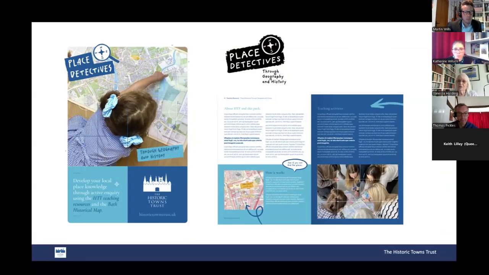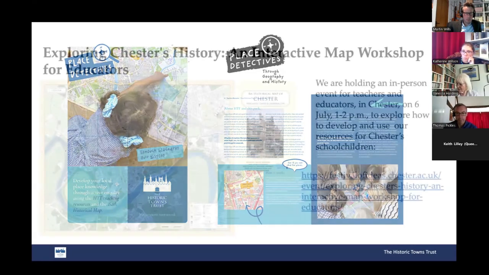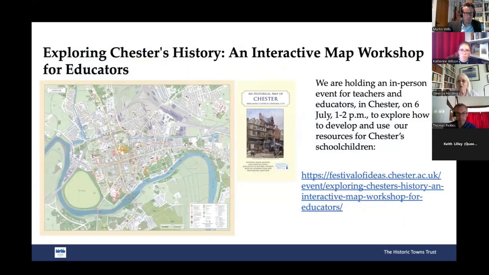We want to develop a resource pack for Chester, like the one for Bath, using Chester's map and exploring its distinctive history and features from the Rows to the Roodee. To forward that aim, Tom and Katherine are leading a workshop for teachers and educators on the 6th of July. And I understand that there are still some places available. So do please sign up there if you are a teacher or educator interested in participating.